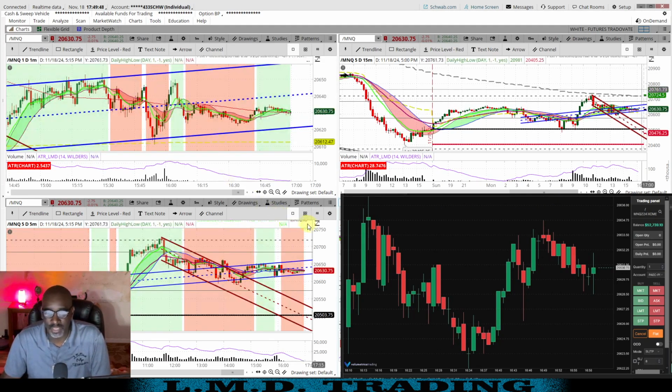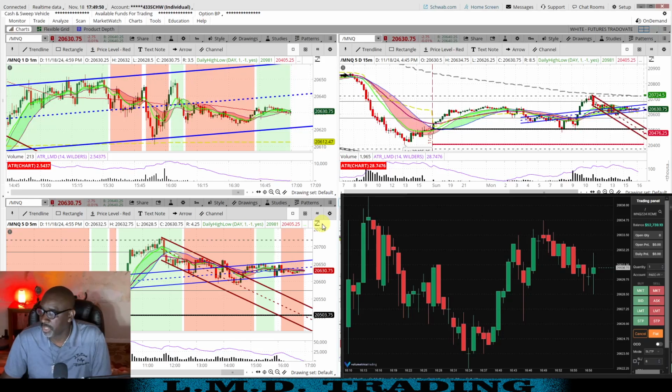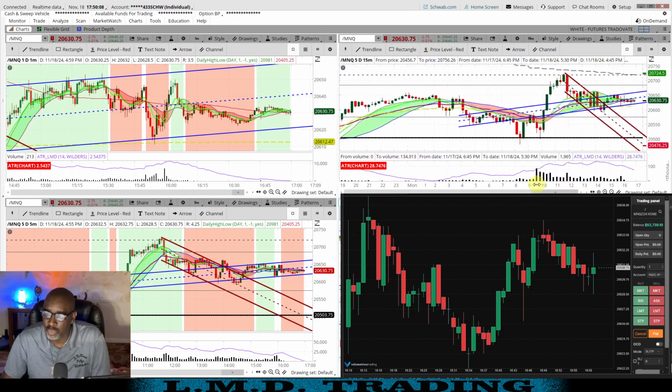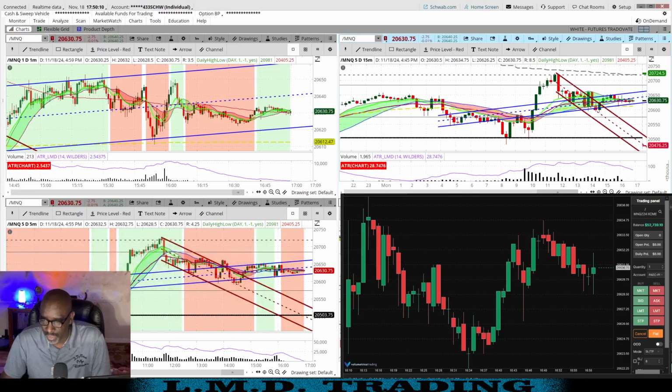Got about 10 minutes before the market reopens. And as promised, I said I wanted to see what the market had done at 5 o'clock, mark some new areas up on my chart, and see what we can see. So we're going to do that. I'm going to go out to the hourly right now, and we're going to start with the hourly.